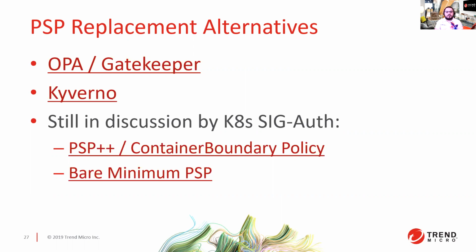Other options that are still in discussion by the Kubernetes SIG-Auth team are two new implementations of the pod security policy. One is called PSP++, or the container boundary policy, and the other is the bare minimum PSP, which is intended to capture more common use cases and provide a baseline security. So I linked those documents there. They are still in discussion. They are not official and they're not implemented yet. But I think it's important for you to be aware, since that might be an option for you to replace PSP in the future.